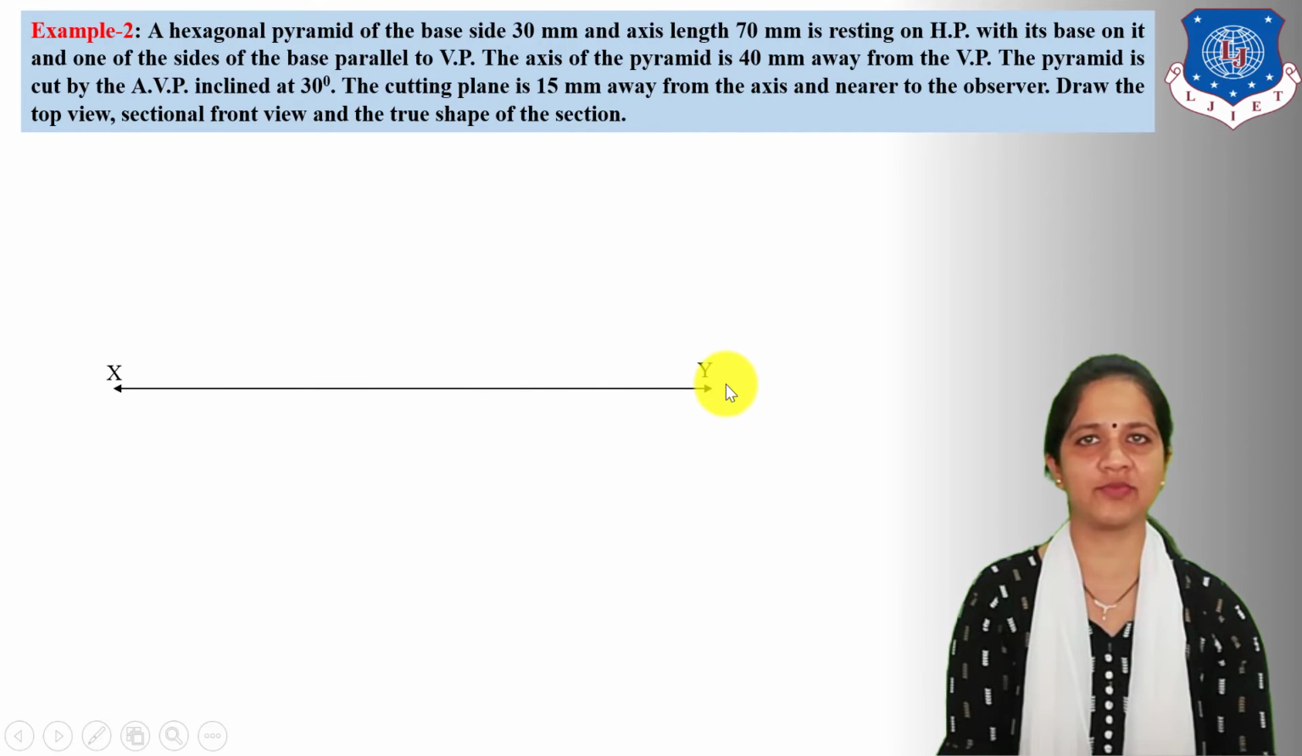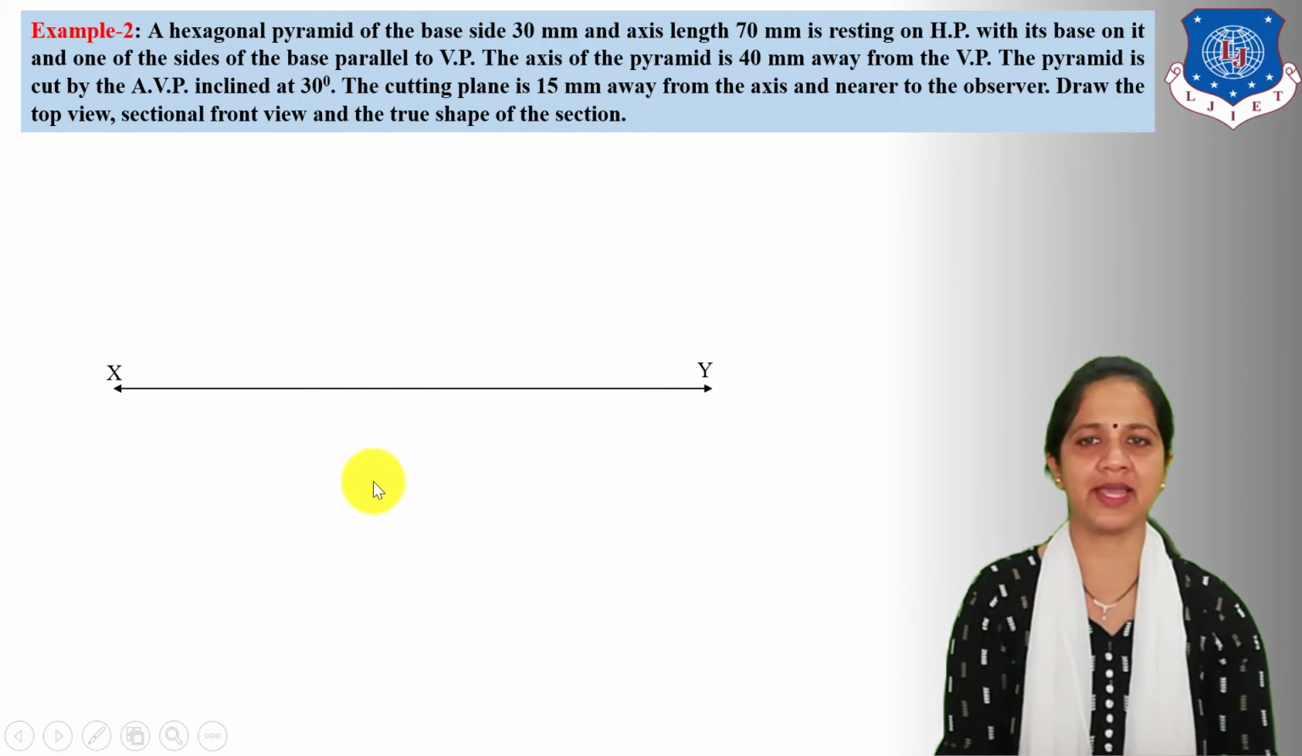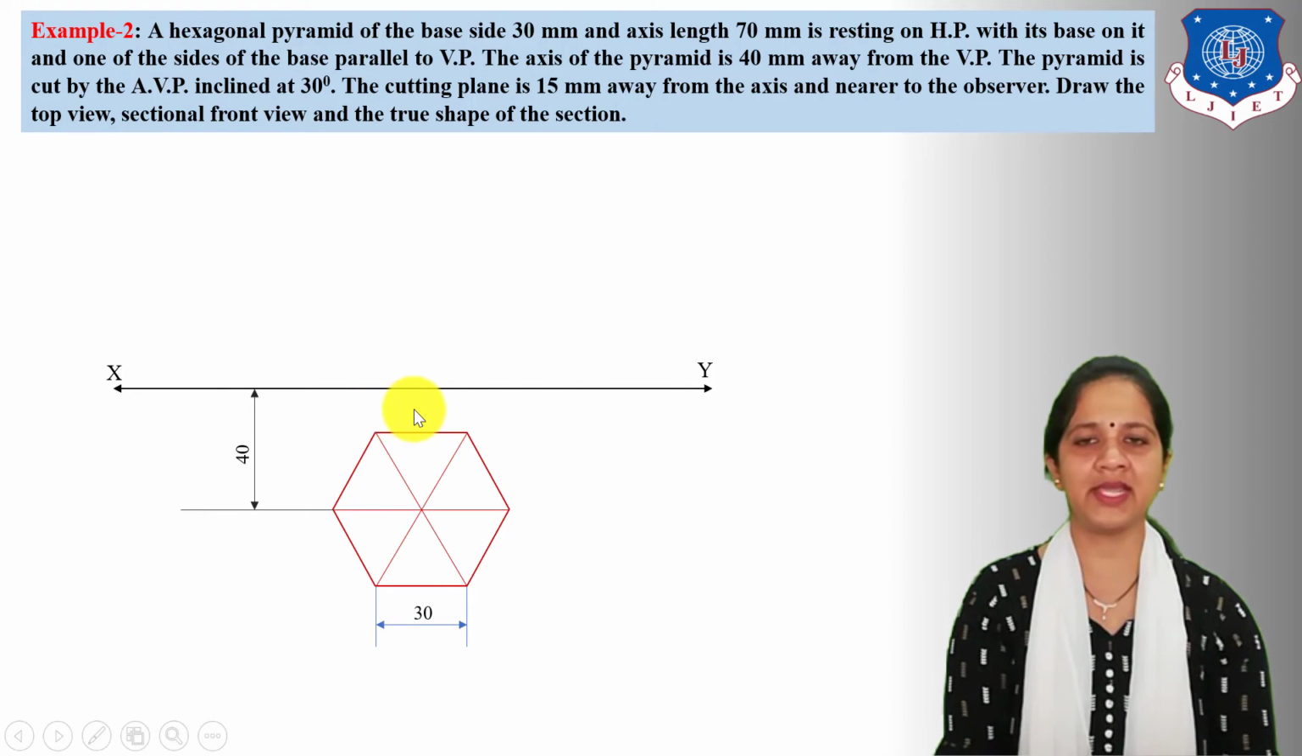So first draw XY line, below XY line, draw top view. From top direction, we can see the true shape of base because the hexagonal pyramid is rest on HP on its base. So first draw hexagon below XY line, and as per given resting condition, keep one side of the hexagon base parallel to HP or XY. So indirectly, resting condition is given on its base corner. The side length of the hexagon is given 30 mm.